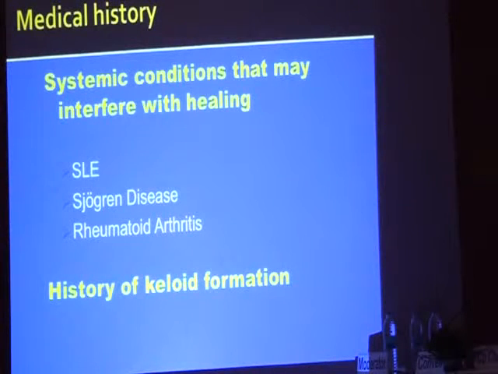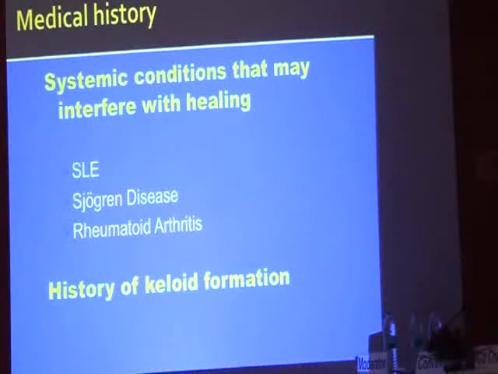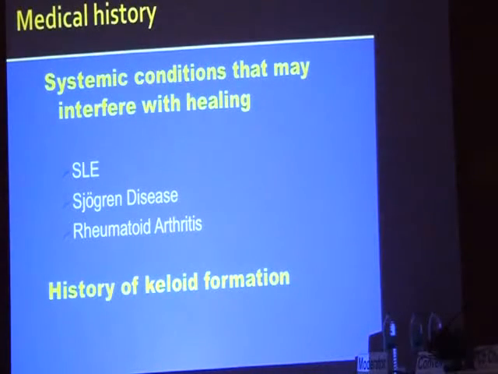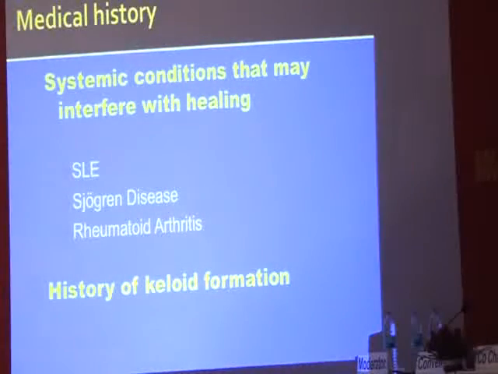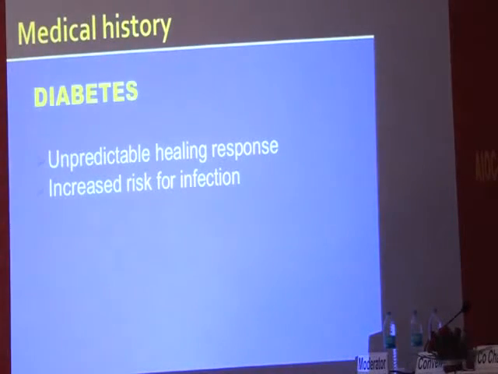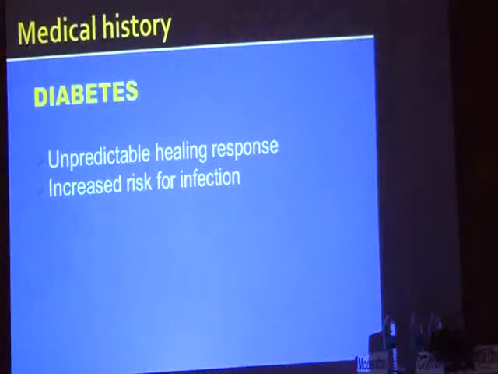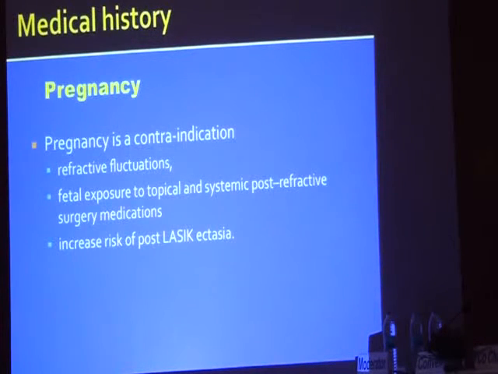You have to also see some of these systemic conditions. In general, in the young group they are very uncommon, but you have to make sure that they don't exist. Some of those which can interfere with healing are SLE, Sjogren's syndrome, and rheumatoid arthritis. You have to ask for a history of keloid formation, especially if the patient may undergo PRK, because they will be one of the responders and can have haze and regression. Patients who have diabetes will obviously have an unpredictable healing response and increased risk of infections, so it is almost like a relative contraindication.